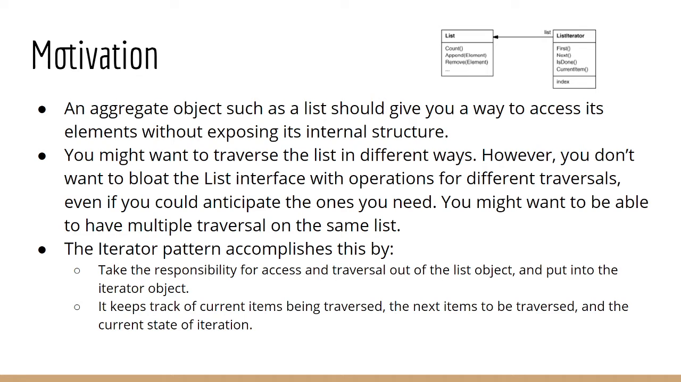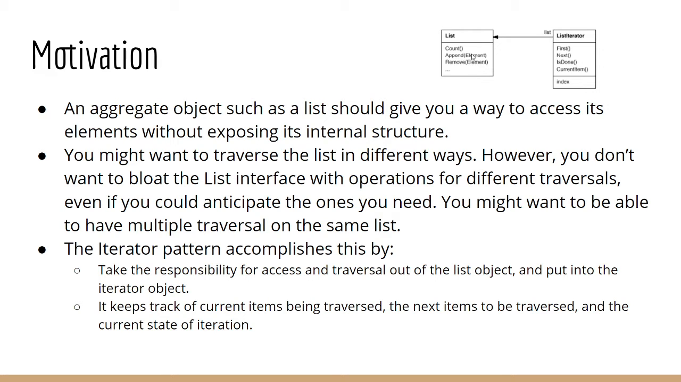The Iterator design pattern lets you accomplish this by taking the responsibility for the access and traversal out of the list object and putting it into an iterator object. The iterator object keeps track of the current items being traversed, the next items to be traversed, and the current state of iteration.